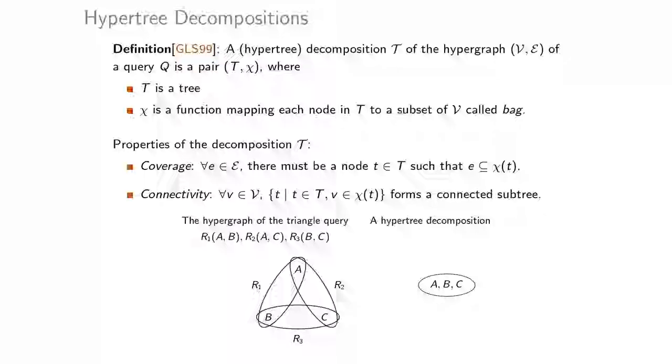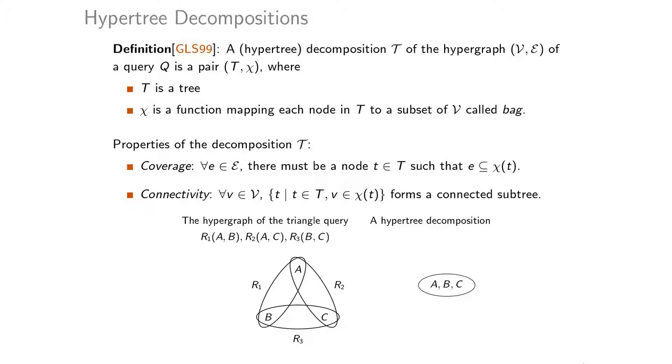Good. So let me go to the next slide and show you another example. This is the triangle query. And now we want to construct a hypertree decomposition for it. Well, it turns out that this is the hypertree decomposition for it. It's just one node containing all three variables. And why is that? Because if you try to put them in any path or any tree structure you like, this connectivity property forces you eventually to have each variable in every node, in every bag.